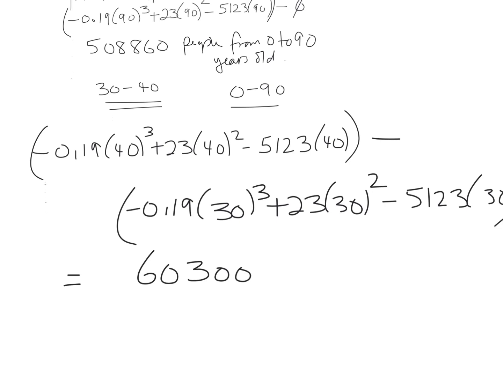My calculator. So 508,860 divided by 9 is about a little over 56,000. So that makes sense, right? We're in the ballpark. That makes good sense. Yeah? Okay. Did you get that? Okay, 60,300. Did you see what went wrong? Okay, good, all right.